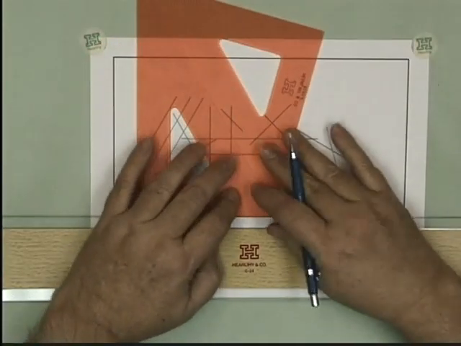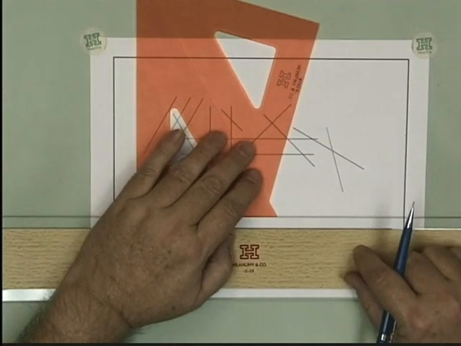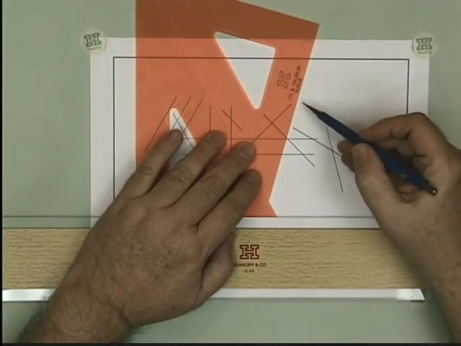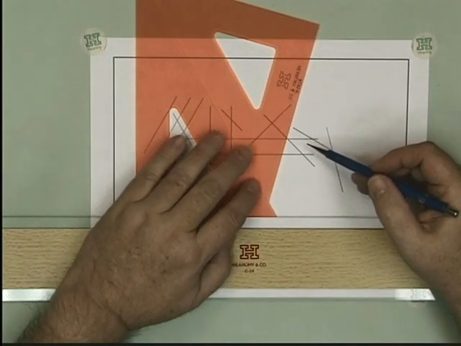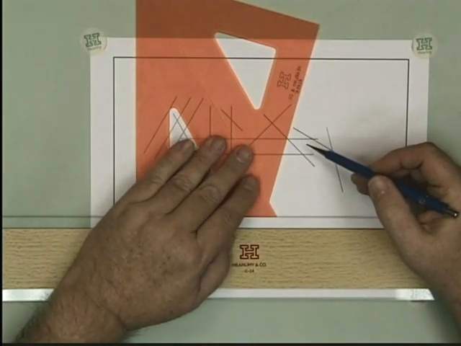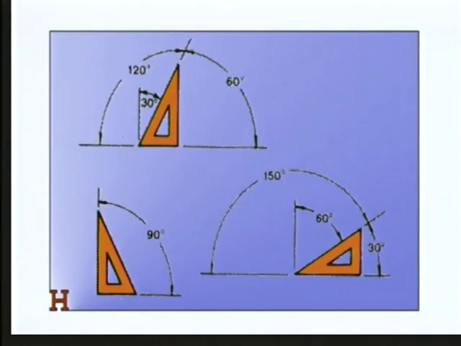As a matter of fact, I'm going to show you an illustration on the screen that was generated by computer that shows you all the combinations of angles you can get with these two triangles. That illustration, by the way, is also found in your Engineering Drawing 100 workbook. Here we have a computerized illustration of the use of the different triangles.